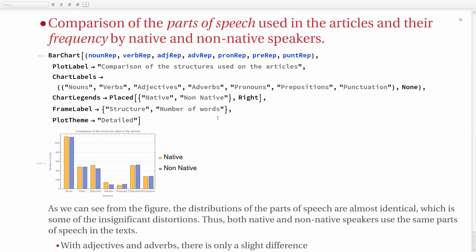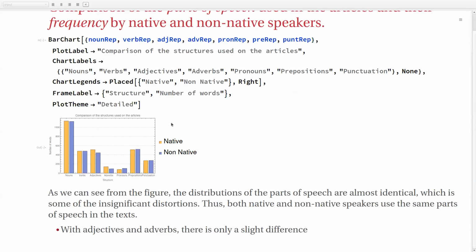So, first, this is our comparison of the parts of speech used in articles and their frequency by native and non-native speakers. So we can see in this image, let's make it bigger.